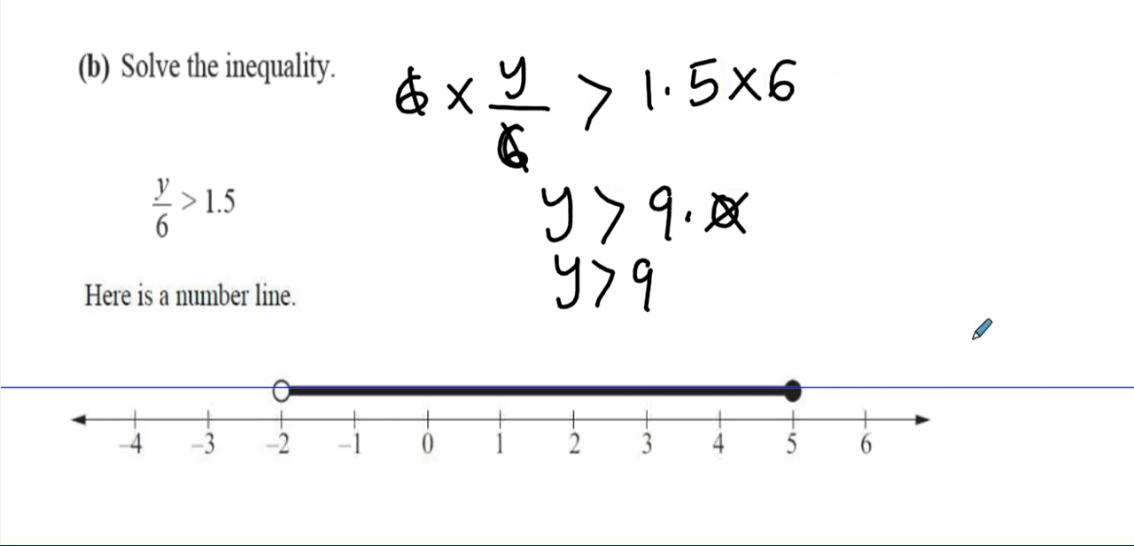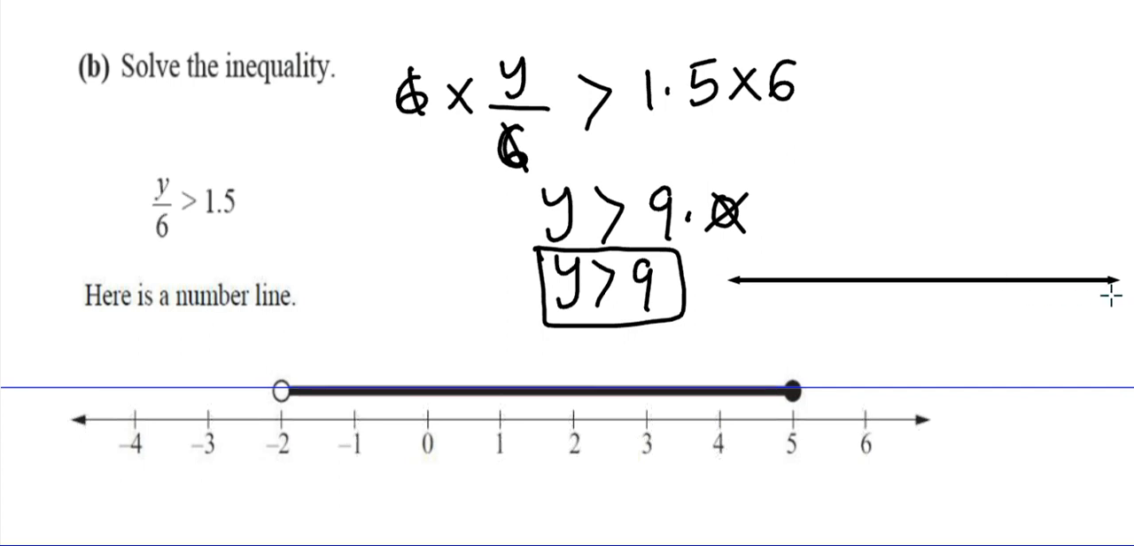All right. Let us continue. This is the solution. Y is greater than 9. Now suppose we want to show this solution on the number line, y is greater than 9. What we do, we simply understand the meaning of this symbol greater than. Now this will suggest you have to use an open circle, and the starting point will be on 9 itself. So this is 9.